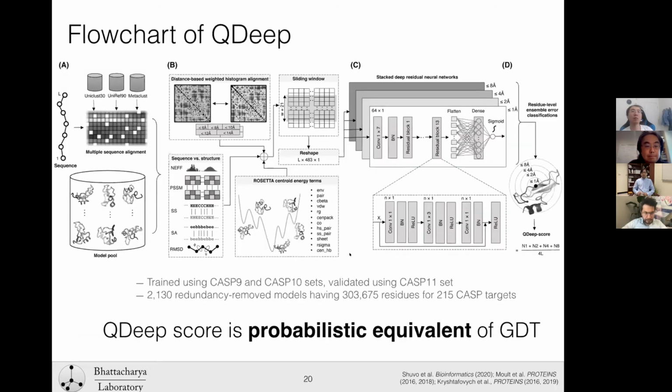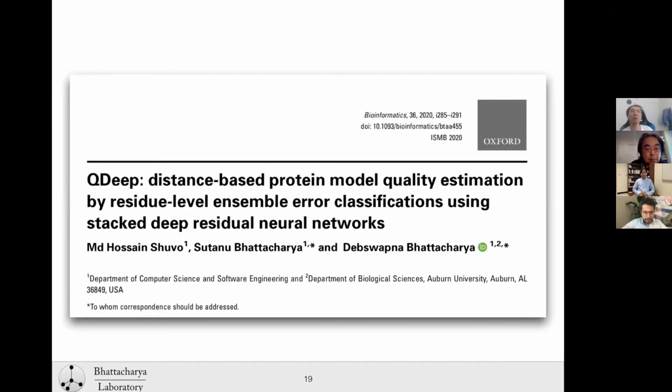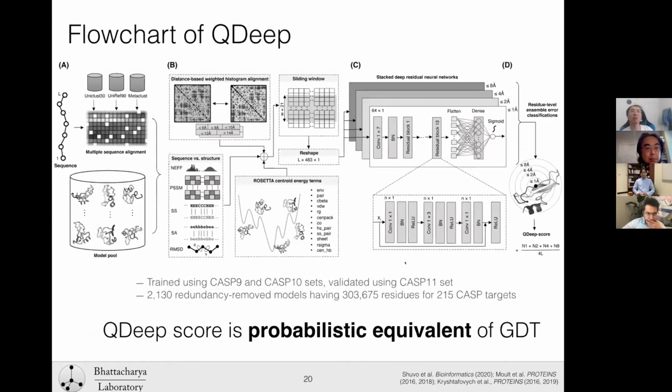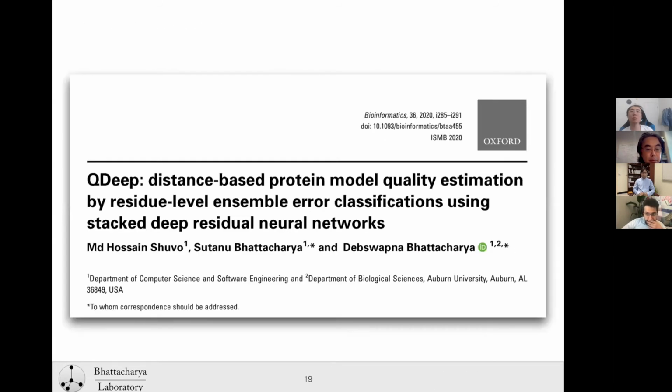This has recently been published in ISMB 2020. Here's a snapshot of the paper that was just published, and it's online in Bioinformatics.